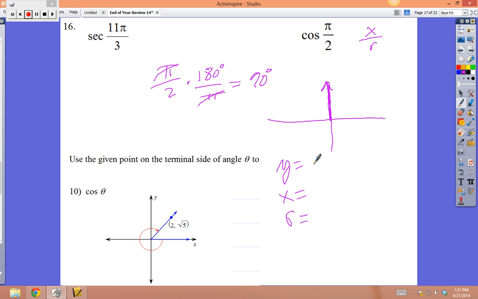I can say that piece is 10. The x piece is the one that goes left and right, and there's not one, so I'm going to put 0. And the radius is the same as my y piece, so I'm going to say it's 10. So the cosine wants the x over the r, so it wants the 0 over the 10. 0 divided by 10 is 0.